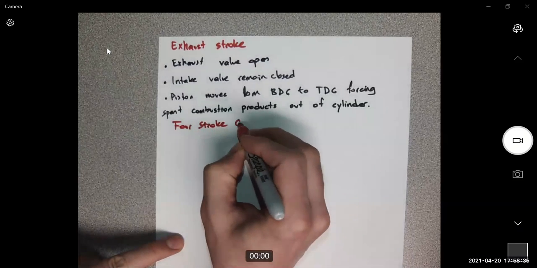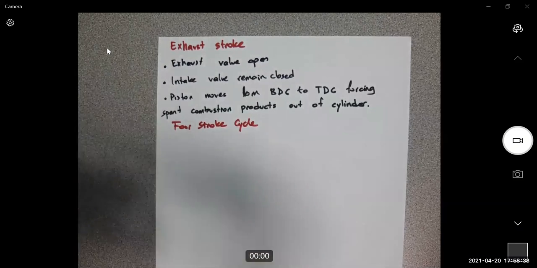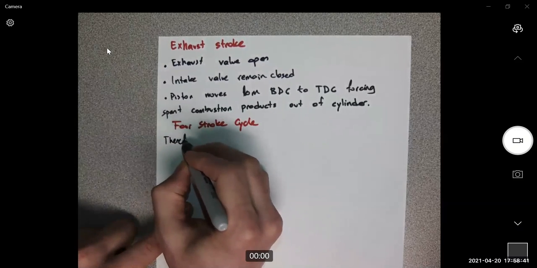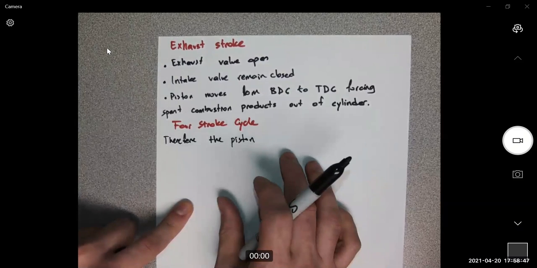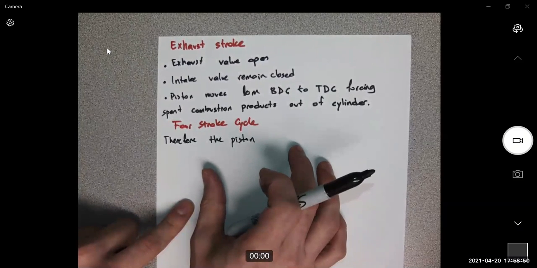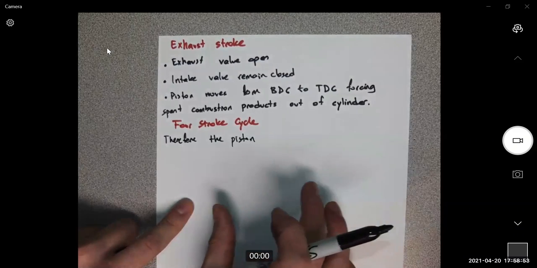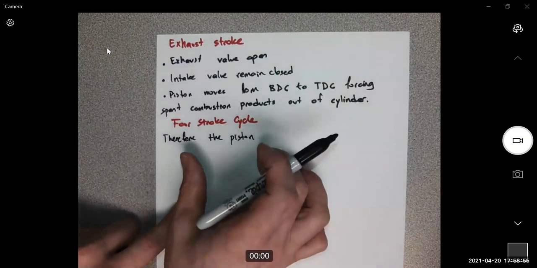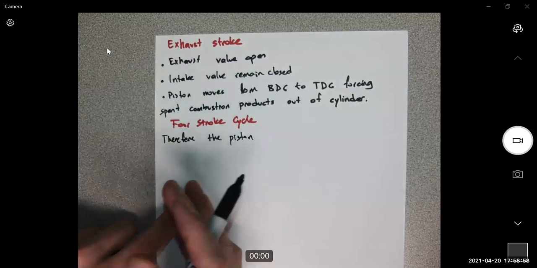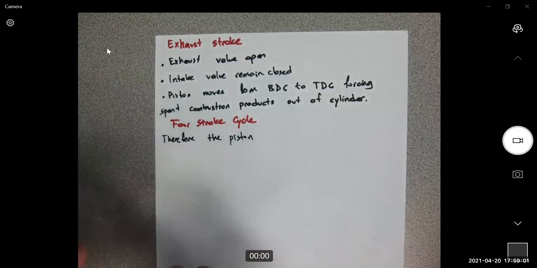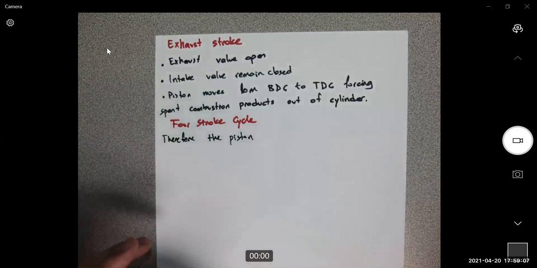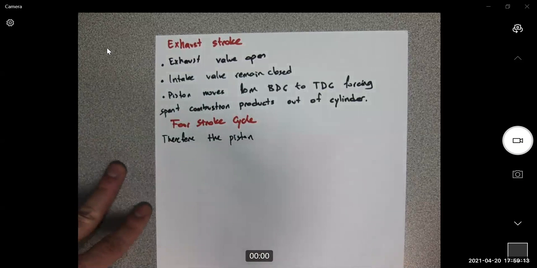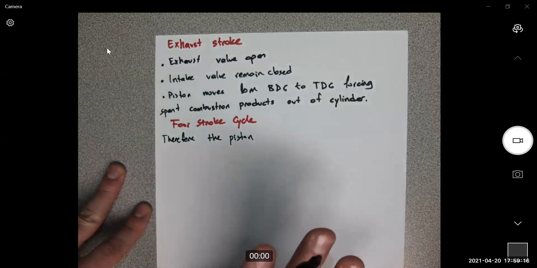Four stroke cycle. Therefore, what are those four strokes? Intake stroke, compression stroke, power stroke, and exhaust stroke. So those strokes complete our gas power cycle, again for Otto and diesel. Dual cycles, we're not going to look at, but the Otto cycle and diesel cycle will be enough to cover the dual cycle as well. And for completing the Otto and diesel cycle, you need four strokes.